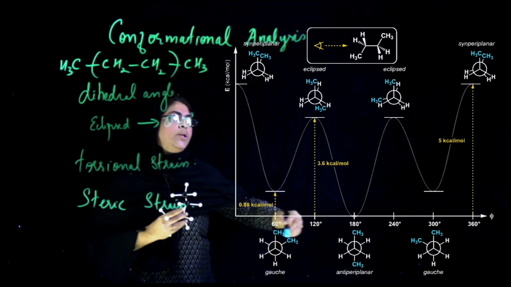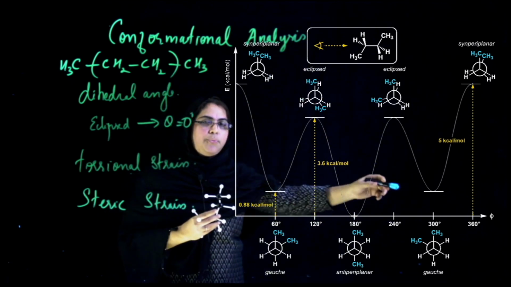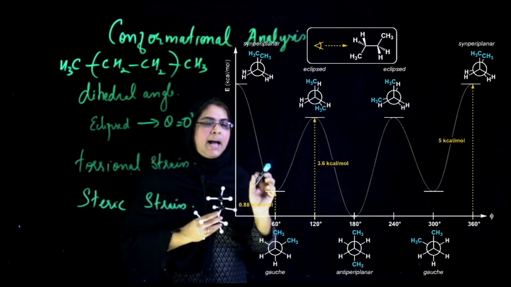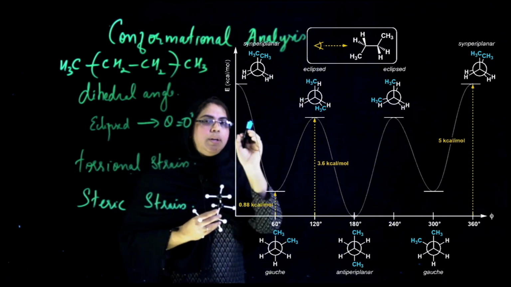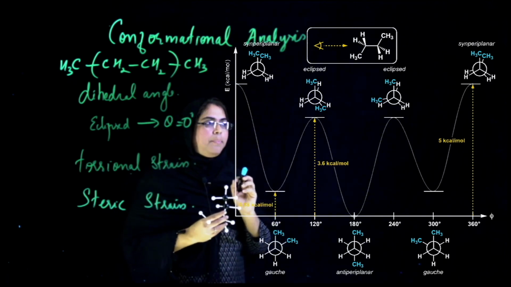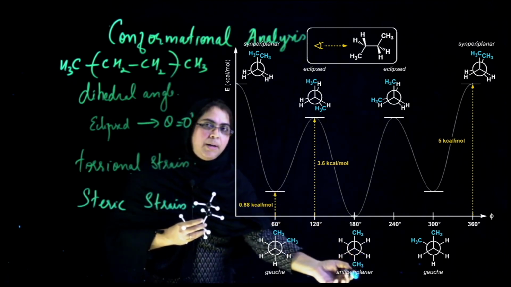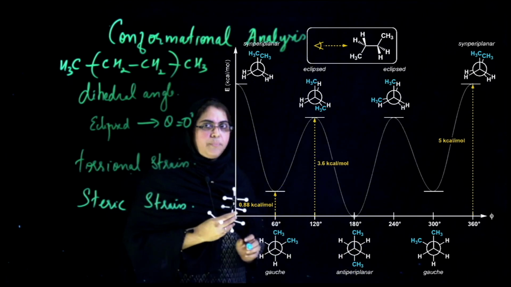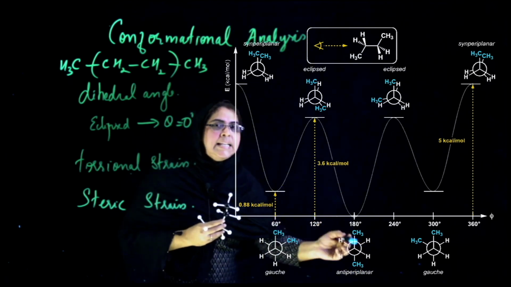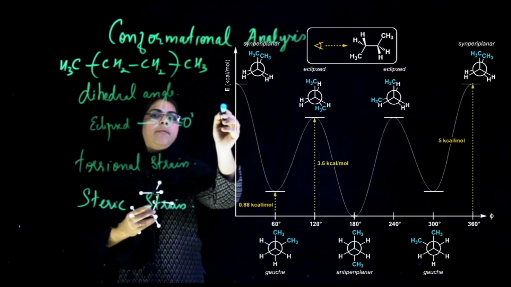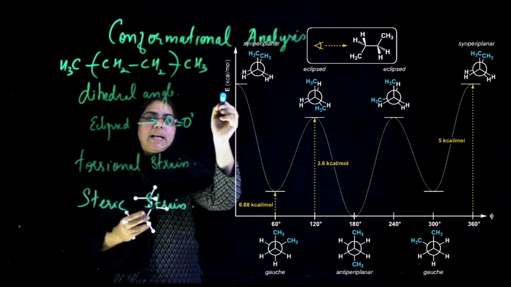Going through this energy difference, we can say that the most stable conformation at equilibrium is anti-periplanar, or the anti-conformation. And the least stable is syn-periplanar, the eclipsed conformation.